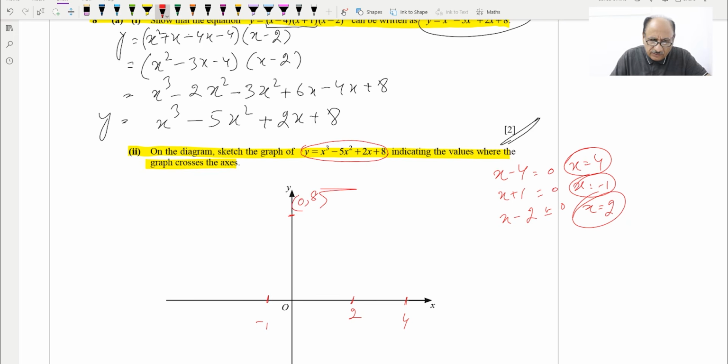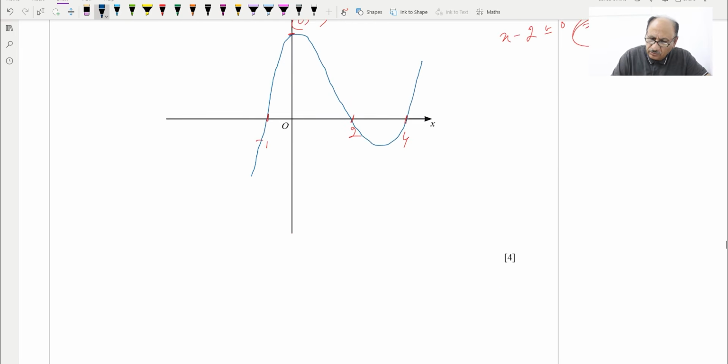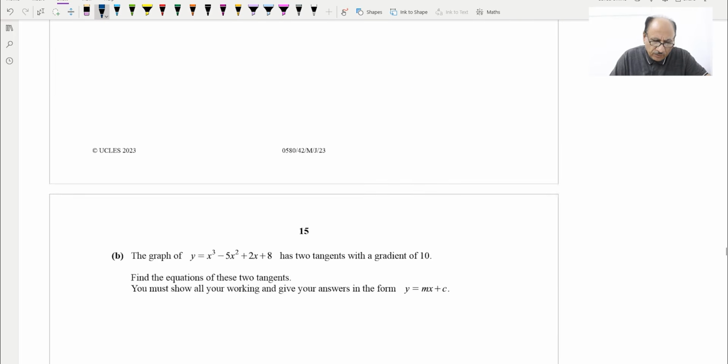And what else we need to draw? So if we draw, the graph will be like this one, and from here it will be moving like this and like this one. So this will be the curve which we can show. This is a rough sketch which we have drawn. This was a 4-mark question which is done.